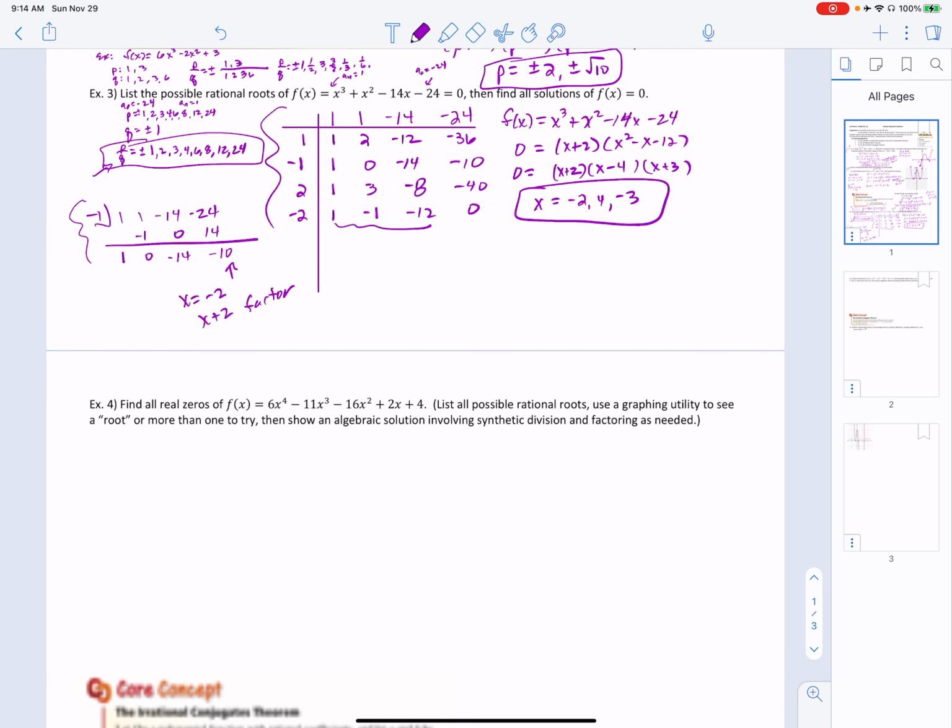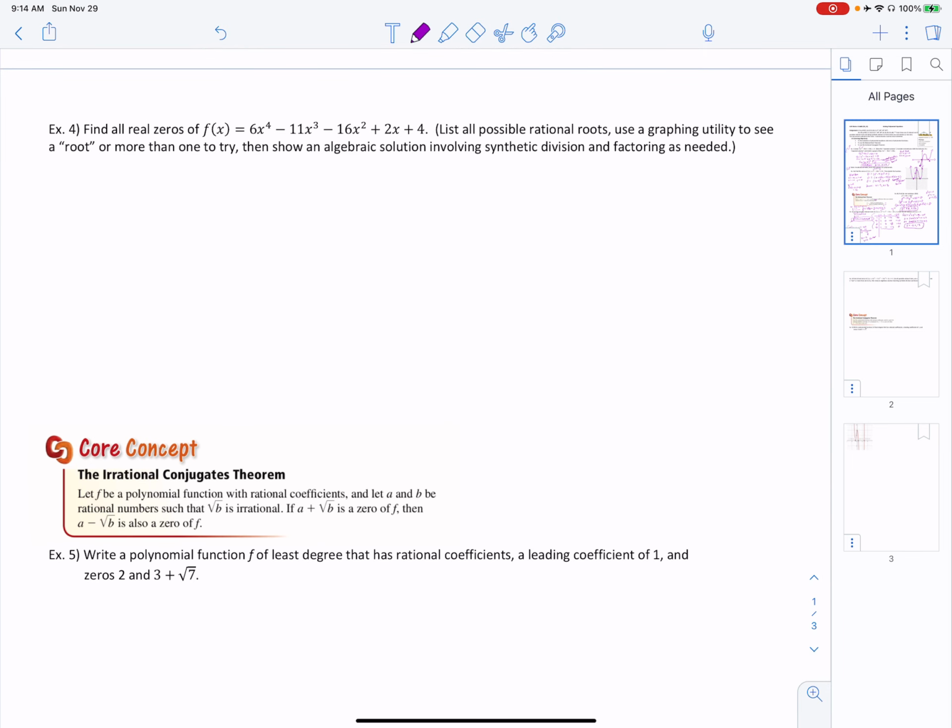All right, example 4. Find all real zeros. So list all the possible rational roots. Your constant term, a naught, is 4. Your leading coefficient, a sub n, is 6. And so factors of p are 1 times 4 or 2 times 2. And factors of q are going to be 1 times 6 or 2 times 3.